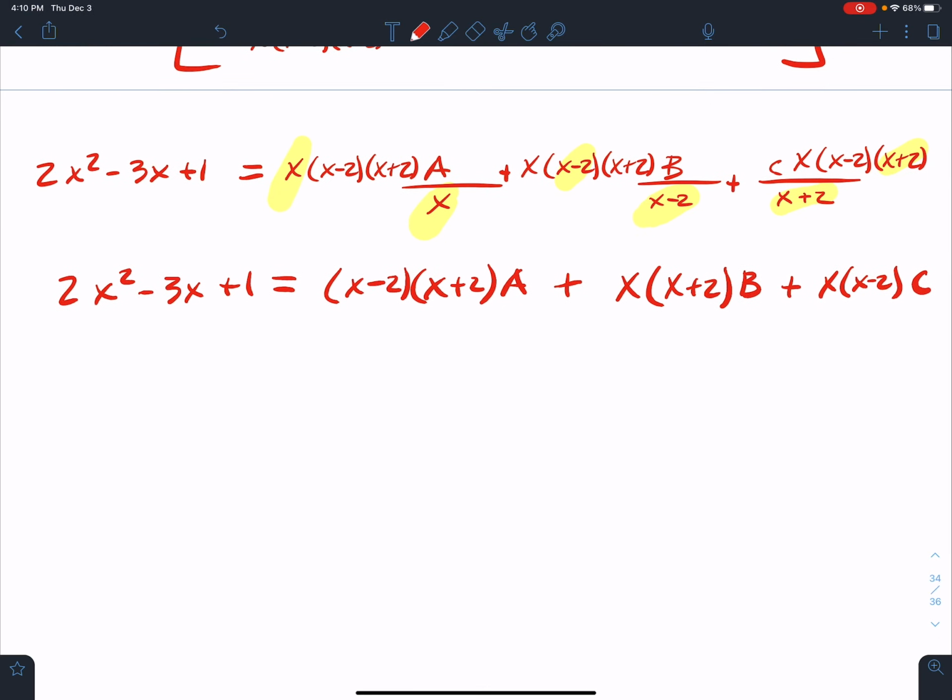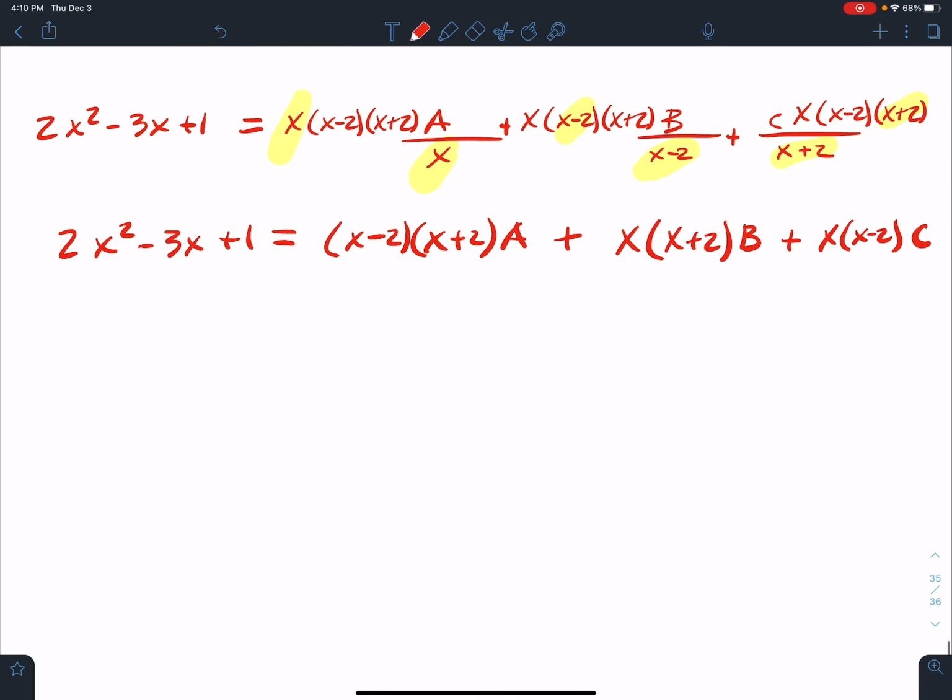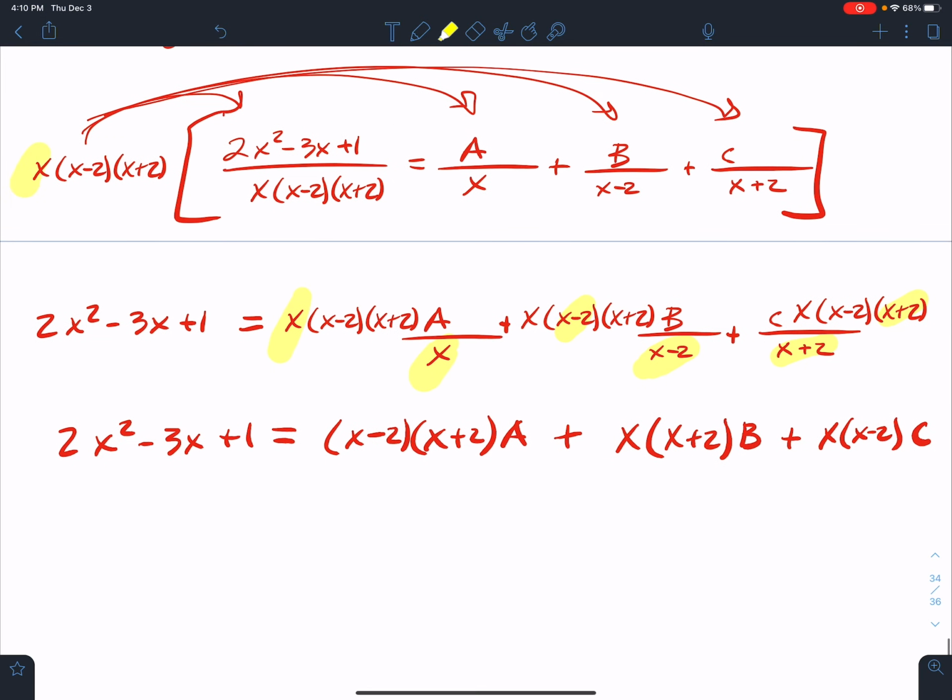Okay? So here, once again, I think that it's easier if you just pick x values to plug in that make other terms 0, but if you want to do something else, you do something else. All right? So what do I mean by that? Well, I have factors of x, x minus 2, and x plus 2.